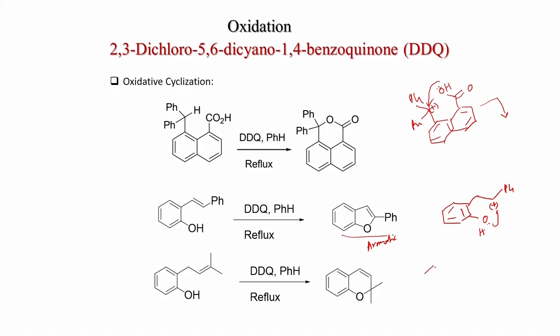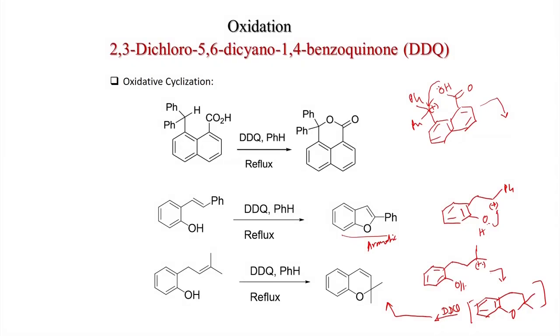So here also first this carbocation will form, and then it will go to this compound, and then as we have seen, DDQ dehydrogenates, so this intermediate will be converted to this product. So the cyclization will happen because this electron cloud will react with DDQ to generate a carbocation, and then cyclization, and then again dehydrogenation will give this compound.